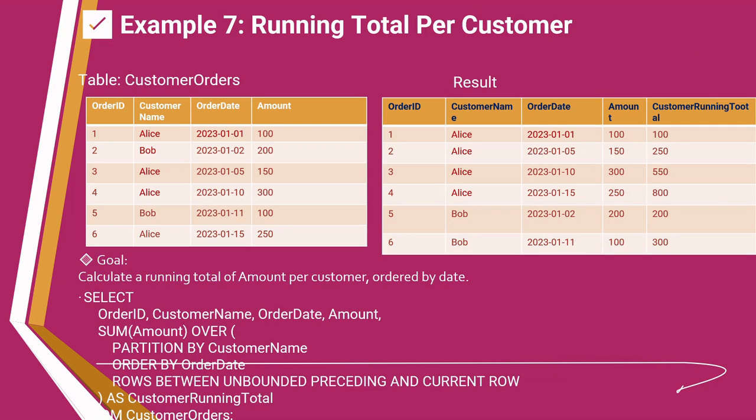When working with customer data, it is common to analyze totals for each customer individually. In this query, we use PARTITION BY customer name to restart the running total for each customer. Combined with the ORDER BY order date, this provides a cumulative amount per customer over time. This technique is ideal for loyalty tracking, spending analysis, and account summaries.